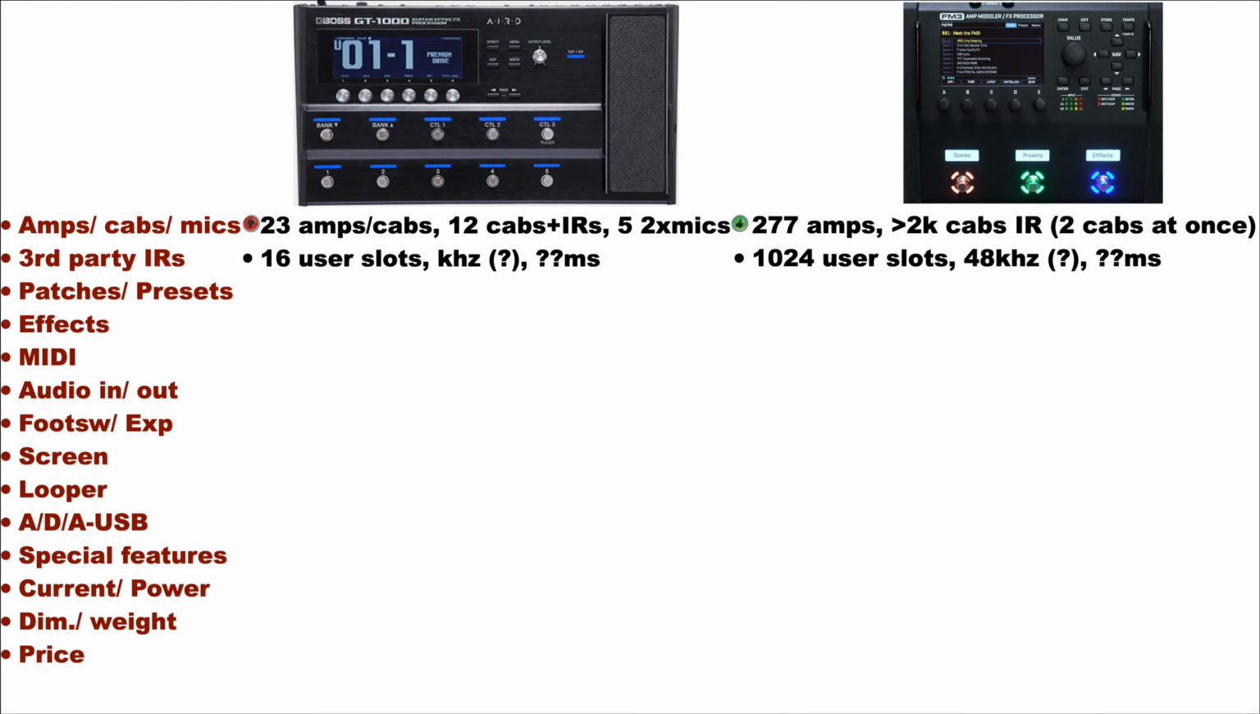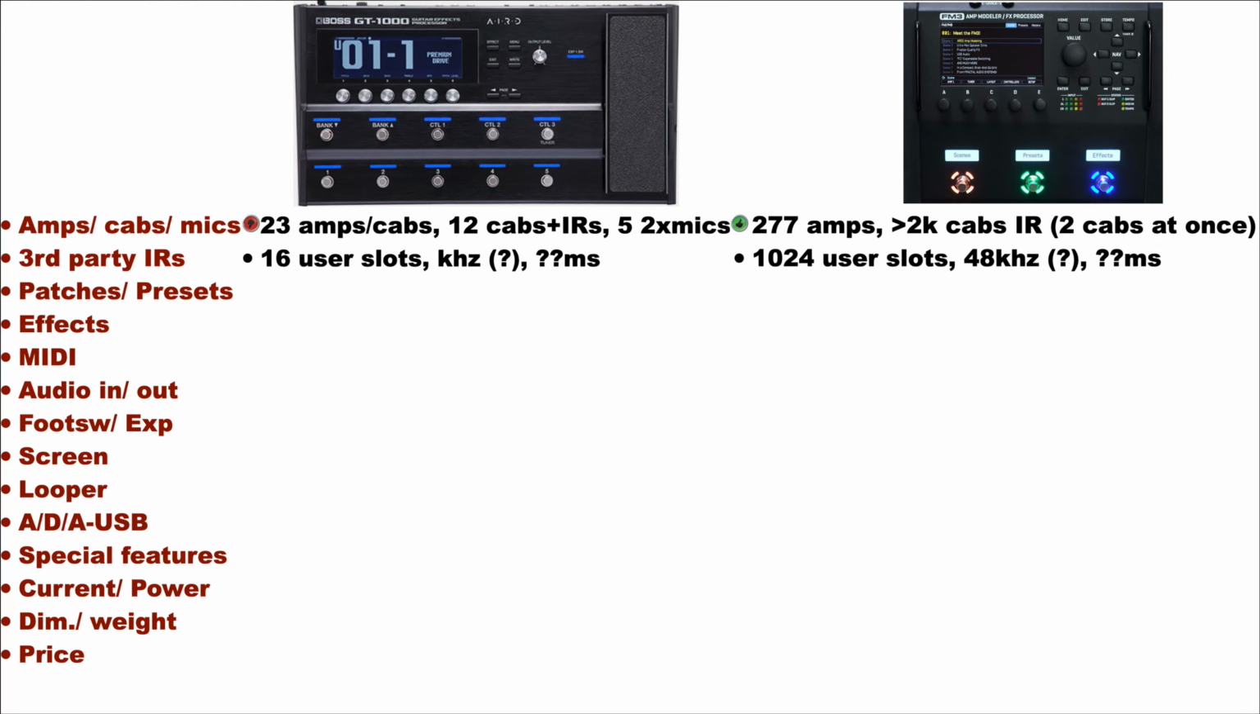Both the units offer the possibility to load third-party IRs, and we have 16 user slots in the GT1000 and 1024 slots in the FM3. Both Fractal and BOSS offer scarce detail about the quality of the IR you can load. There should be 48 kHz for the FM3 and I found no info about the GT1000.